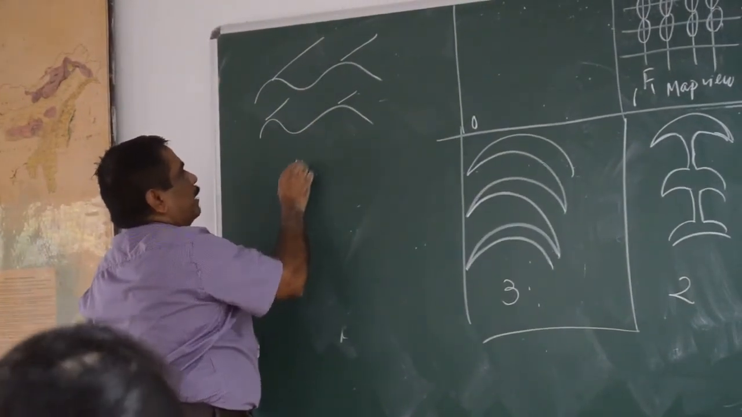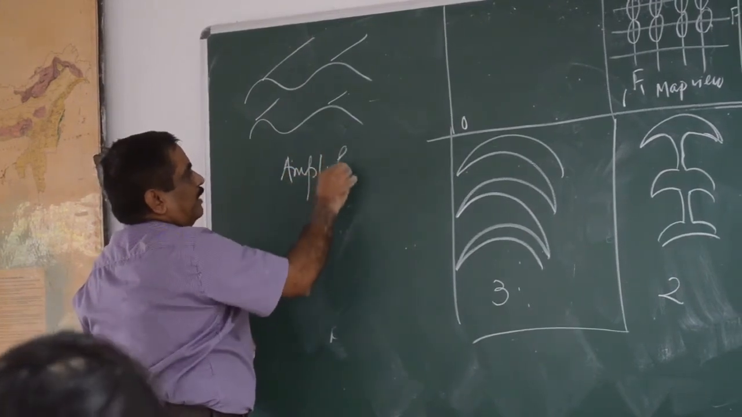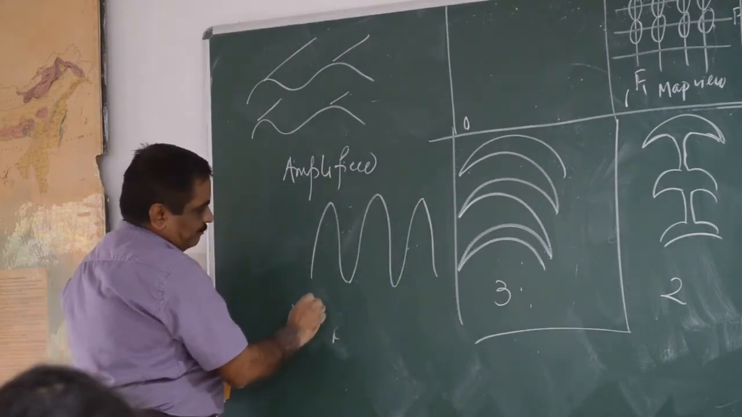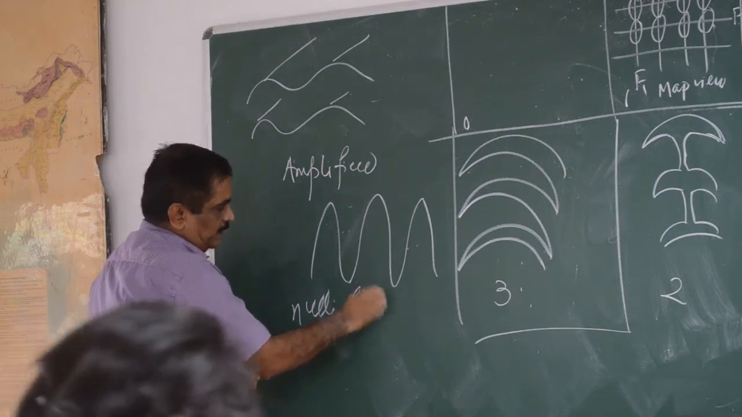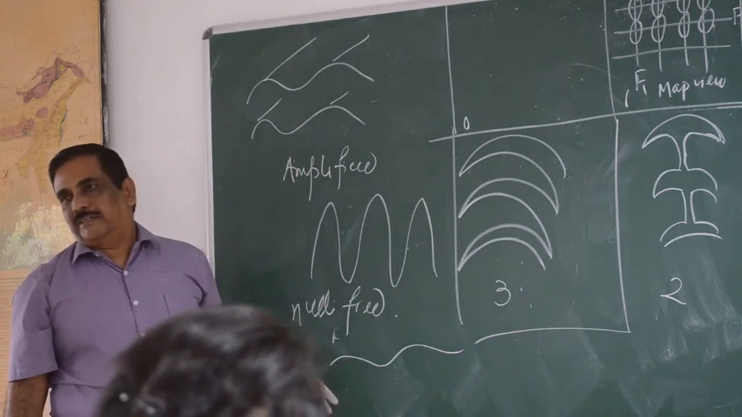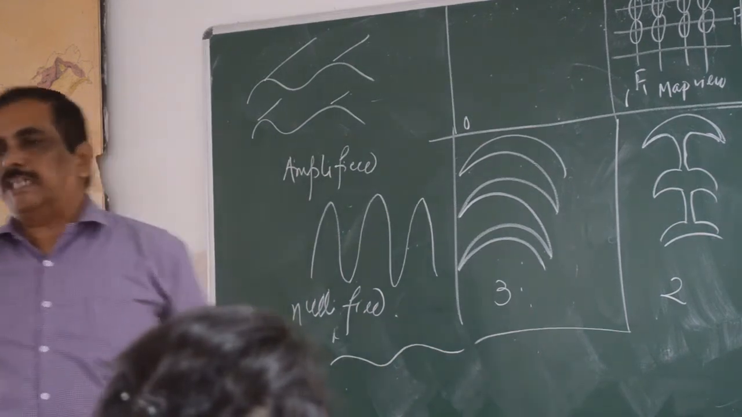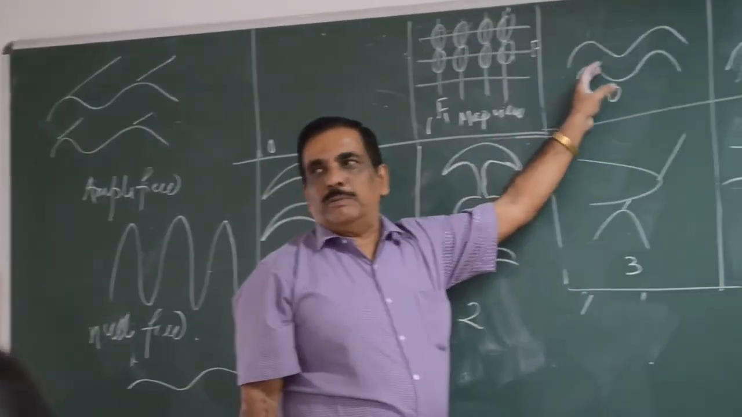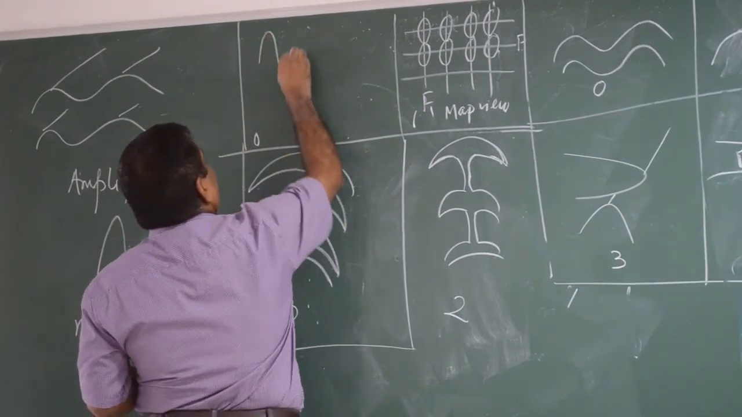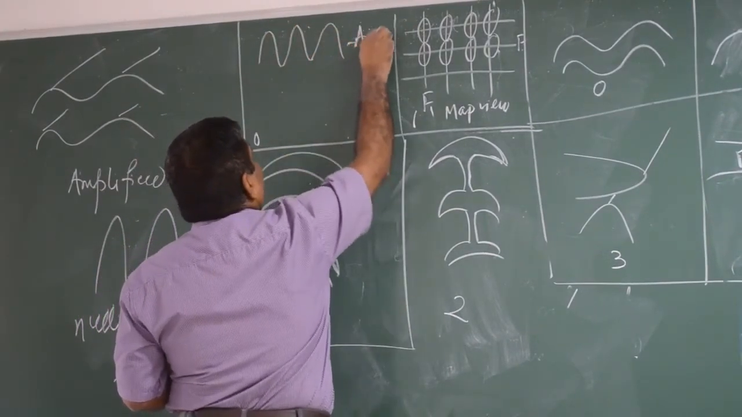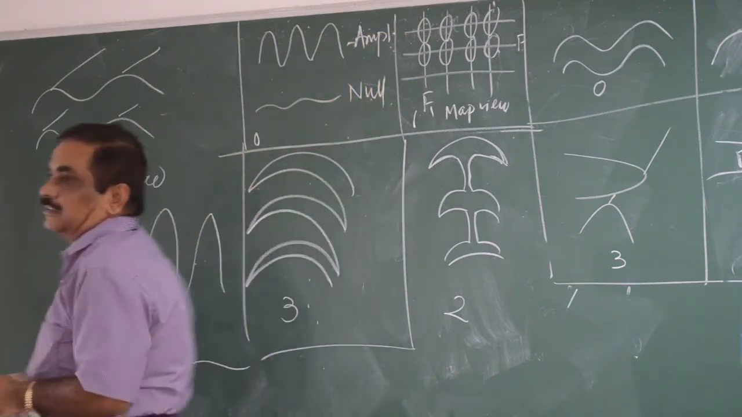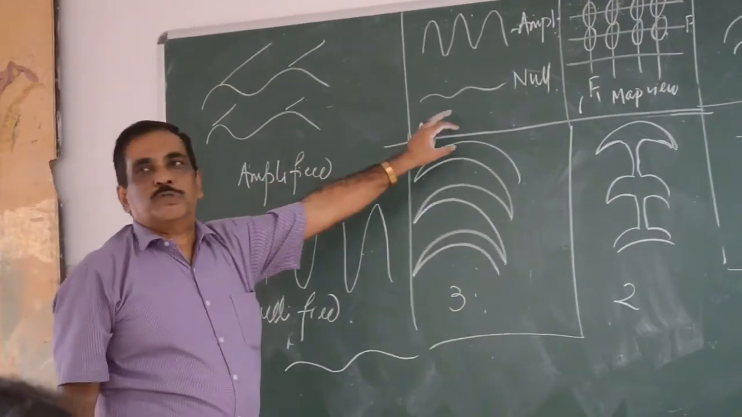So either it will be amplified, like it becomes like this, or it will be nullified. If one synform meets another antiform, it will be nullified. Either it will be amplified or nullified. No pattern will be produced in this case. That is why it is called a zero pattern. Only the folds will be either amplified or nullified. So I will draw this case like this: amplified, and this is nullified. No interference pattern will be produced here.